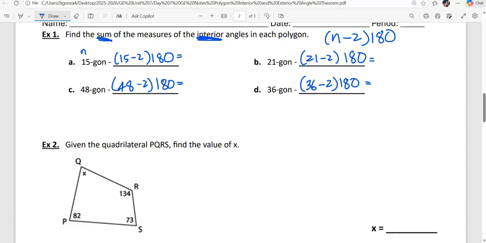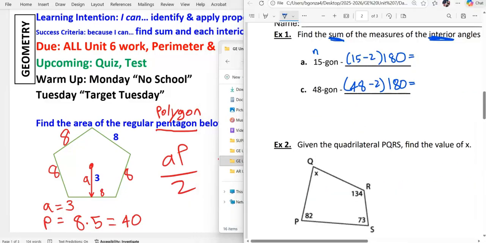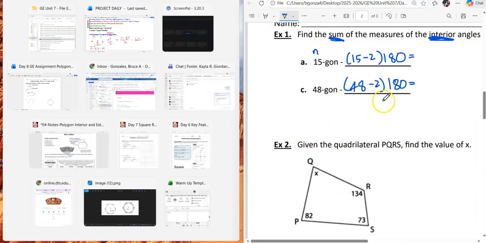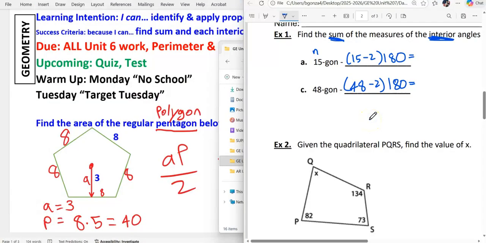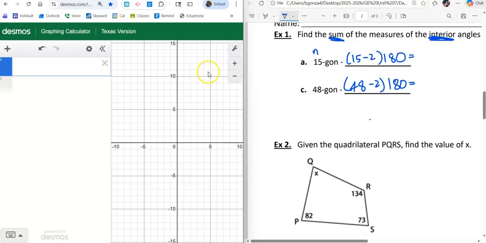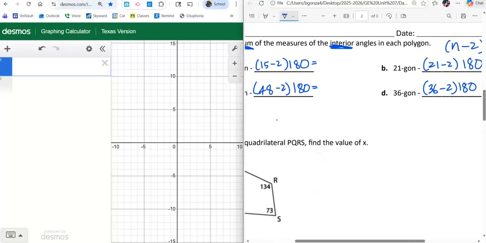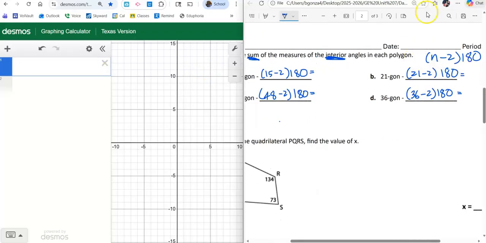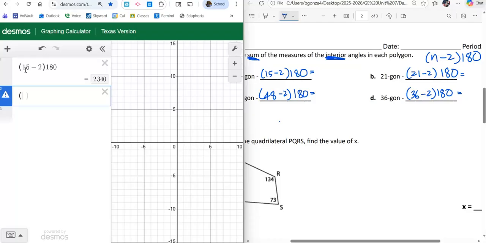Now this becomes calculator. Just throw it in, okay? All right, so here we go. Let's do all 4 of these real quick, okay? So 15 minus 2 times 180. Do you see how I typed this in? And then 21 minus 2 times 180.